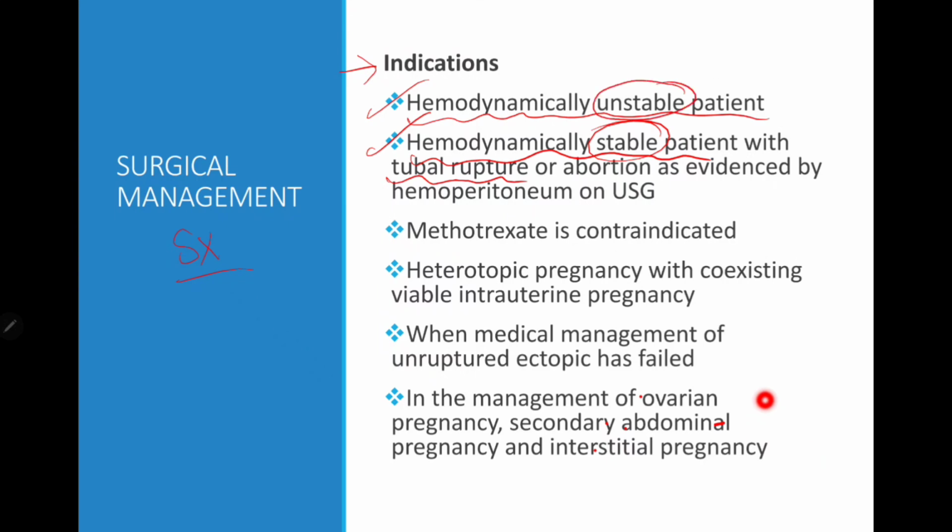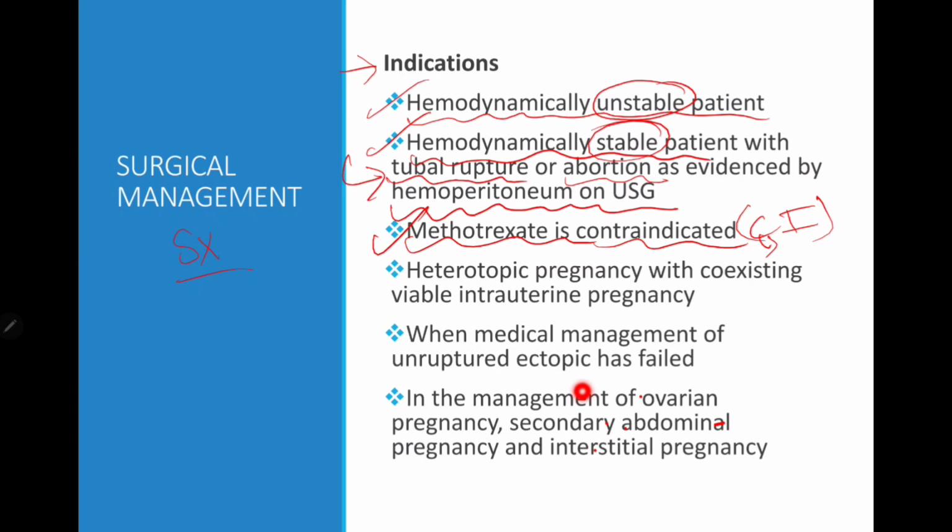If the patient is hemodynamically stable, but is having tubal rupture or abortion as evidenced by hemoperitoneum on ultrasound, then again we are going to go for surgery. Methotrexate being absolutely contraindicated is another indication. If methotrexate is contraindicated, you can't do anything with medical management, because the savior drug is methotrexate. So definitely you're going to go for surgery.